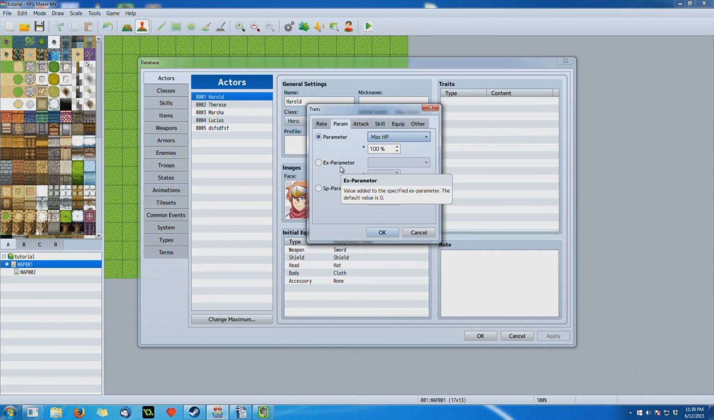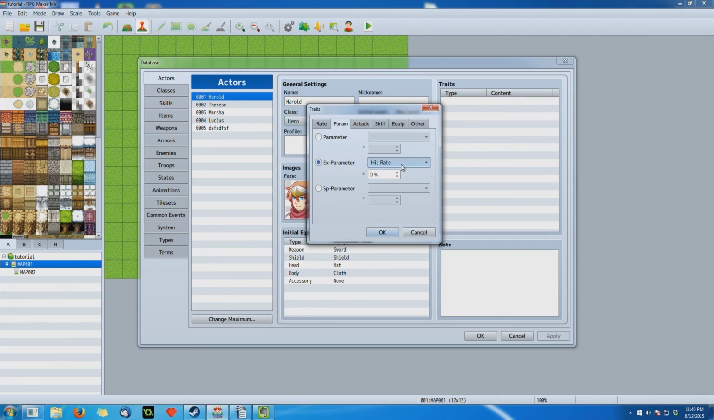Then the X parameter raises or lowers some extra stats. So this is like your max HP, and this is some extra stats for your characters. I'll go through all these here. There's hit rate, and the hit rate is the chance of your attack hitting the target. Say you do a normal slash attack, and if you have a 95% hit rate, then there's a 95% chance of you hitting that target. If you only have a 10% hit rate, there's only a 10% chance of your attack hitting the target.